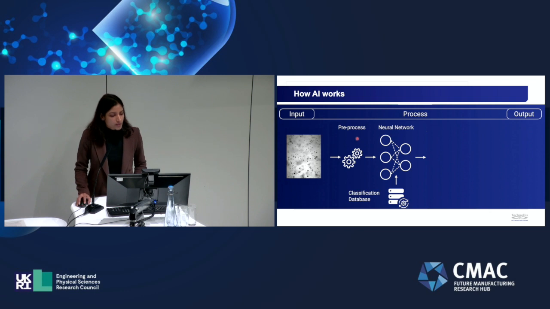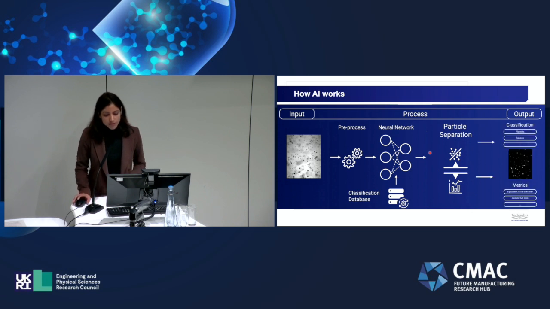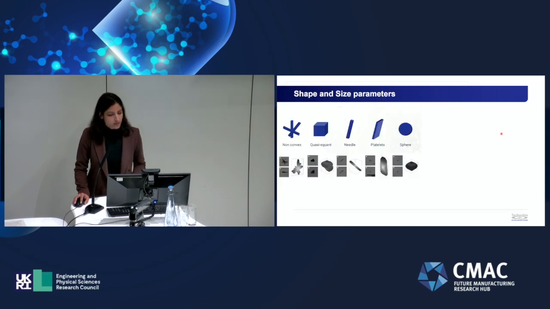Then the AI system uses a neural network, from deep learning technology, to detect particles in the new image. It looks for specific features and characteristics which indicate the presence of particles. Then the particle separation: it differentiates characteristics in terms of size and shape. And then it gives an output which indicates the particles with size and shape characteristics. The shapes can be characterized in different forms like non-convex, quasi-equivalent, which is equal in all directions and represents mostly cubic shape, then needle, platelets, and spheres.